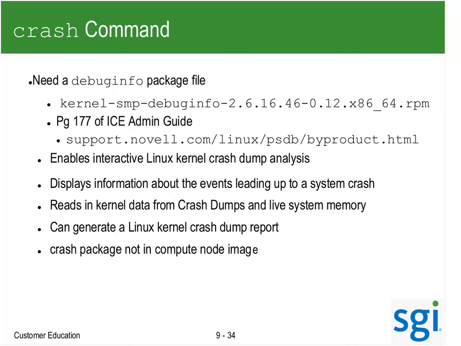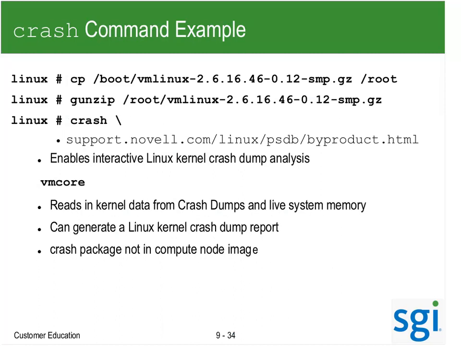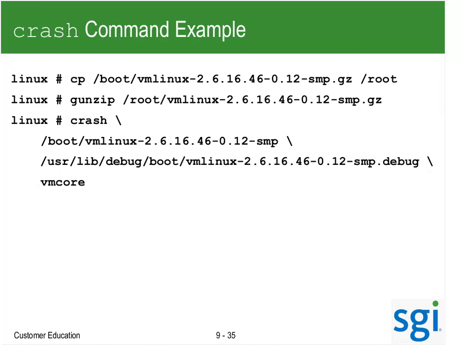So crash can look at the live kernel, display information about what led up to a crash, and read data in the dumps and live to generate a report. Crash is not part of the compute image by default. I think I had you add it. To use crash, I have to have an unzipped vmlinux. So I copied it into the root, unzipped it, and then I ran crash, the debug info name, the kernel name, and then either the vmcore for the live system or the core dump name that I'm trying to look at.